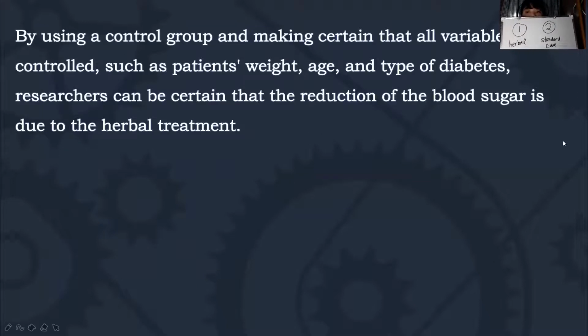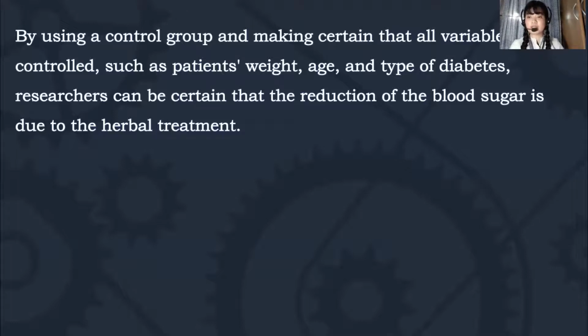So at the end of the experiment, it was certain that the reduction of the blood sugar is due to the herbal treatment. Therefore, when compared after a few months, it was proven that those in group 1, who underwent herbal treatment, had their blood sugar reduced compared to those who underwent standard care treatment.